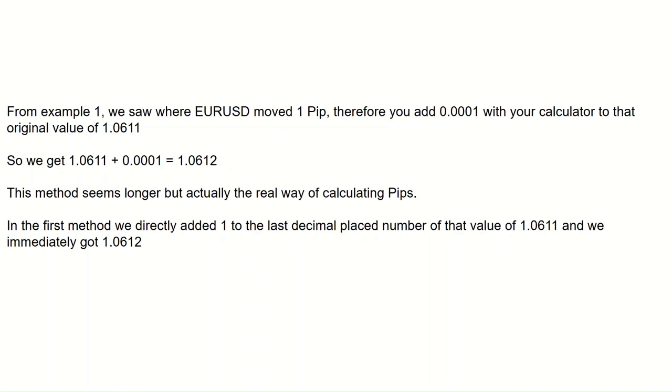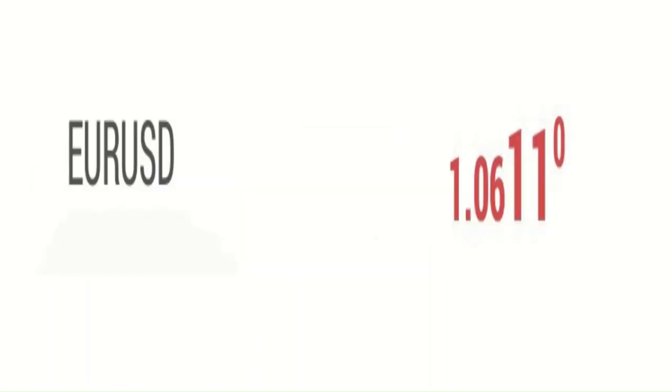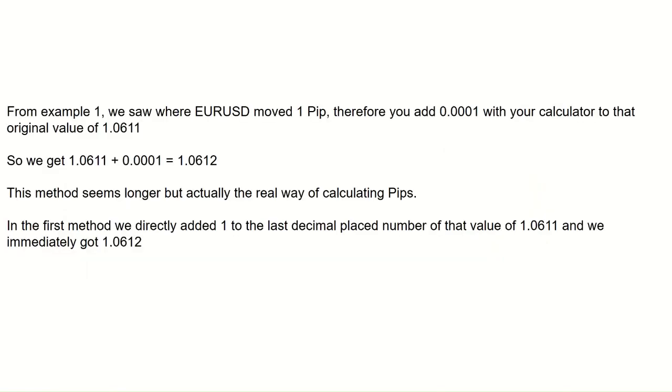So what do we get? 1.0611 is the current market price, like you can see here. Now, if it makes a 1 pip move, then 1.0611 plus 0.0001, because it makes a movement of just 1 pip. So it becomes 1.0612. I hope you understand now. If you don't understand, you can always go back to this video and watch it again for clarity. So this method seems longer, but it is actually the real and most appropriate way of calculating pips.